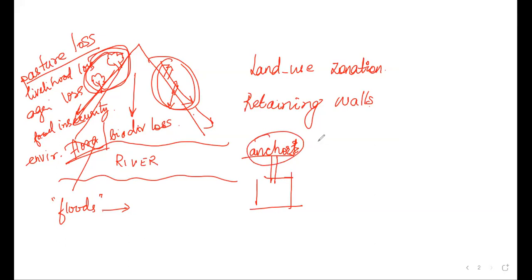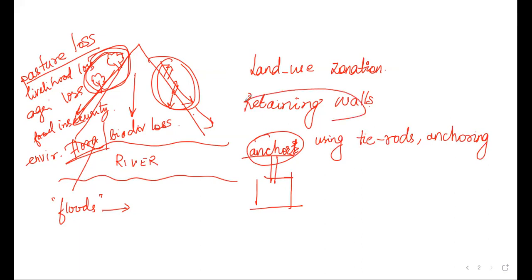So the next point is adoption of engineering methods using tie rods and anchoring methods to protect your houses from landslides.